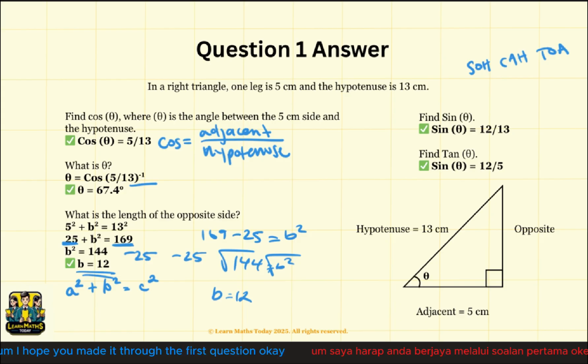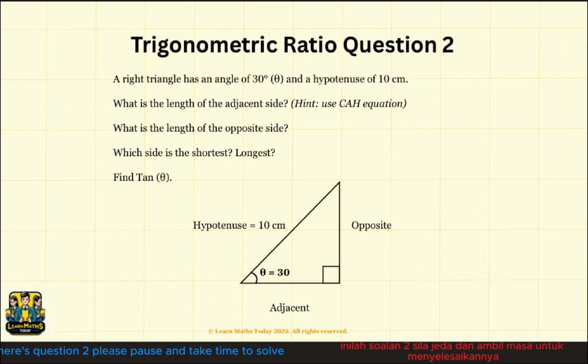I hope you made it through the first question okay. Moving on to the second question, I've added some twists to allow you to expand your thinking and learning on Pythagoras and trigonometric ratios. Here's question 2. Please pause and take time to solve, and I'll explain it on the next slide.